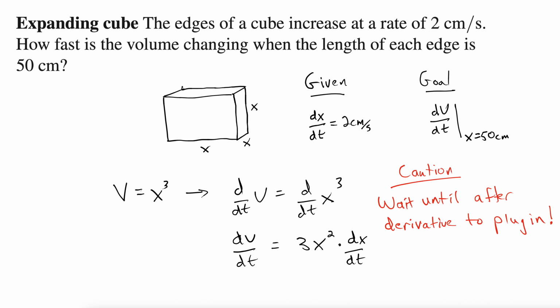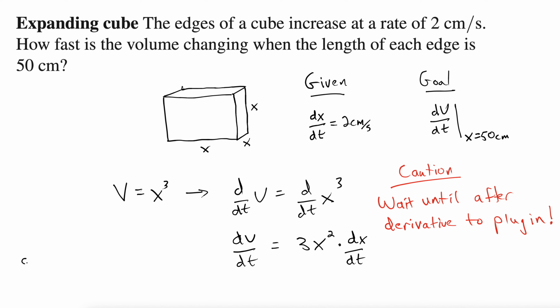One of the biggest mistakes you see on this kind of example is people plug in for x right at the beginning, and then when they go to take their derivative, it's just a constant and it goes to 0, and things get really pointless really quick. In our case, we have taken the derivative, so now we can plug in.